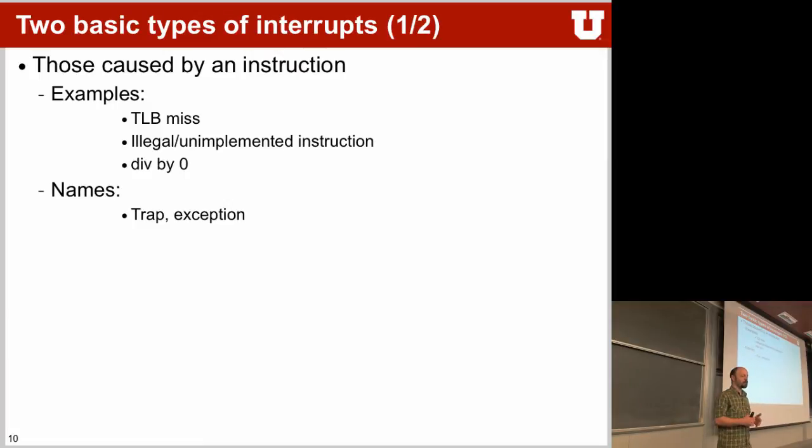Those that are caused by instructions. These are usually called traps or exceptions. So for example, if you do a divide by 0, you will get a trap or an exception because it's an instruction itself that caused it. Or you can sometimes have illegal or unimplemented instructions.